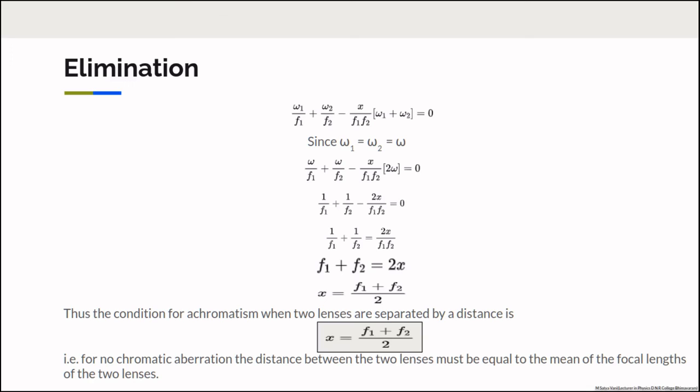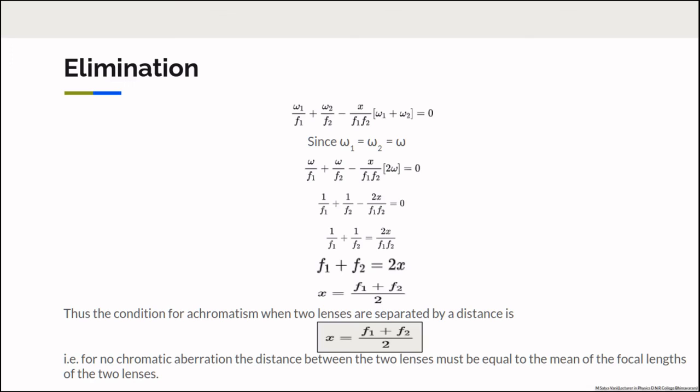These are the two conditions for no chromatic aberration. First one, in case of an achromatic doublet, omega 1 by omega 2 is equal to minus f1 by f2, and the second case, when the lenses are separated by some distance, the distance between the two lenses must be equal to the average of the focal lengths. That is about chromatic aberration and its elimination.